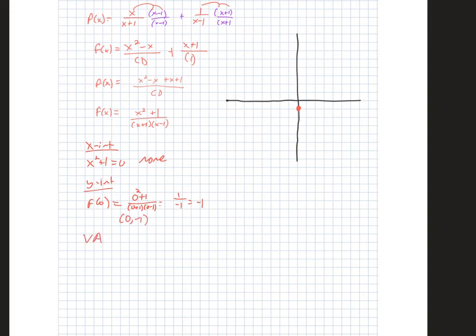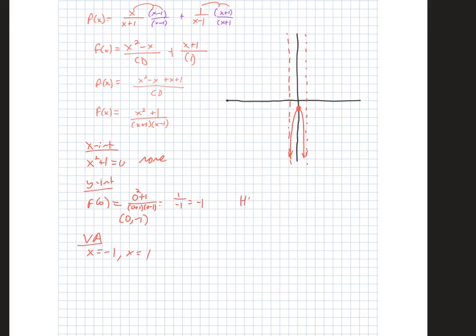My vertical asymptotes are where the denominator creates 0. So x equals negative 1 and x equals positive 1. So already, as I'm starting to see this, there's this middle section. It's clear that I'm not going to cross the x-axis, so I've got to approach these asymptotes. So this has got to go down, this has got to go down.